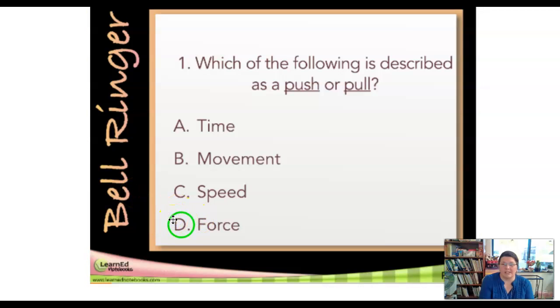Did you choose D? Please do not write just D in your book. You need to write out the word force so that when you study and you go back in your book, then you are going to know what we're talking about.